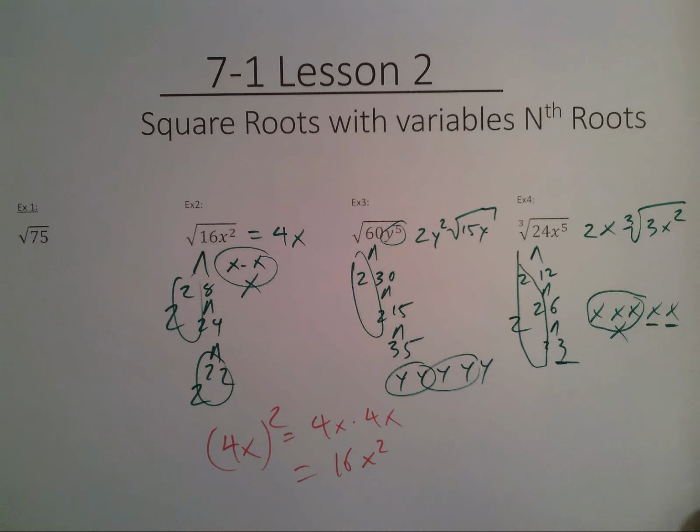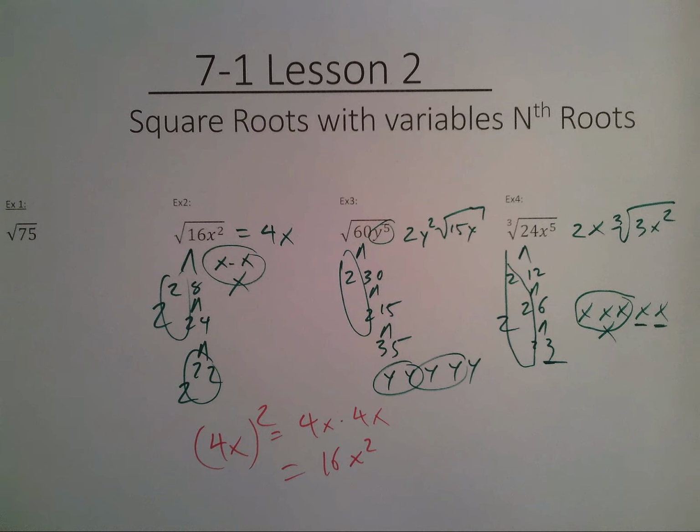Oops. So yeah, there you have it. The cube root of 24x to the 5th is 2x, third root 3x squared. Alright, that's it for 7.1 Lesson 2.